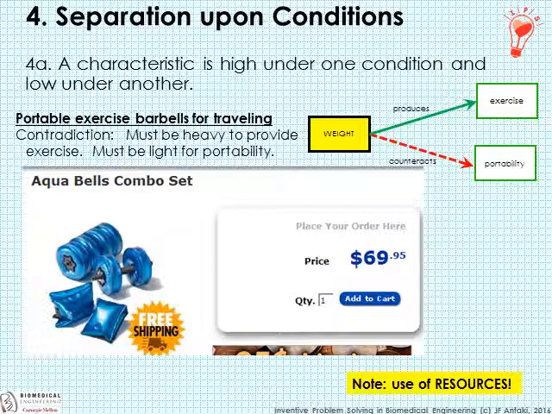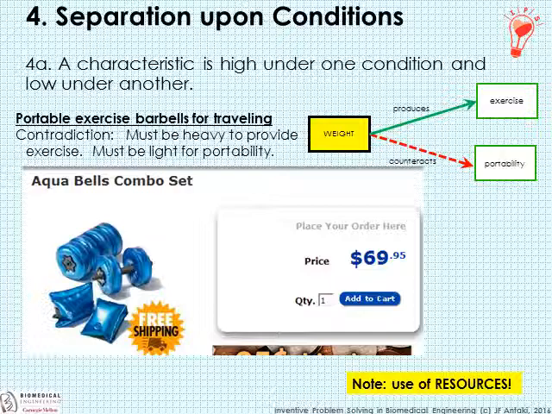Speaking of which, separation under conditions is defined as a characteristic that is, let's say, high under one condition, low under another condition, large under one condition, small under another condition, heavy, light, present, absent. So here's a nice little example. Portable exercise barbells. For those of you that like to use free weights and do a lot of traveling, here's a very lightweight barbell that uses water as the source of weight.